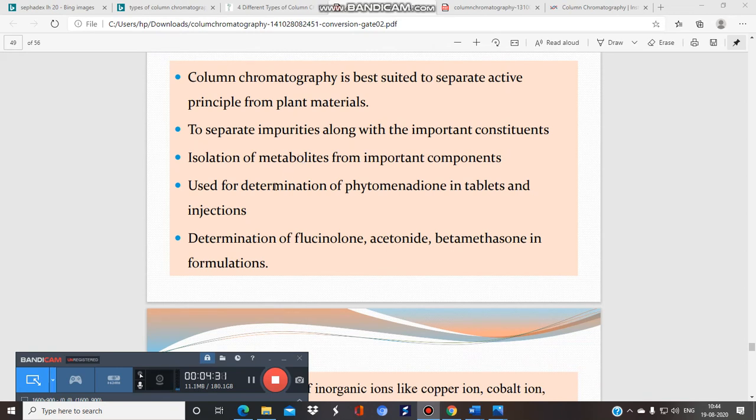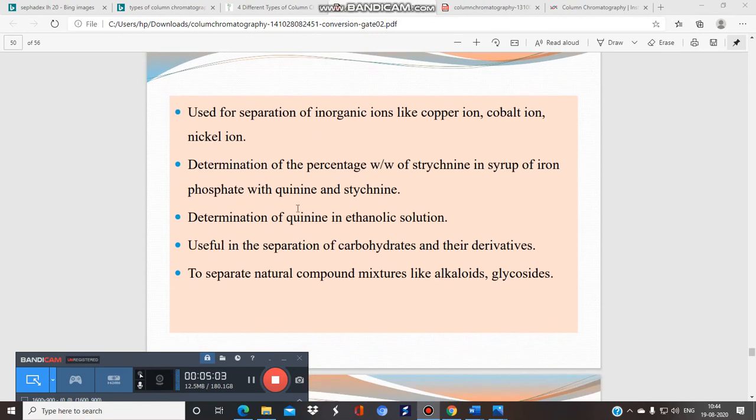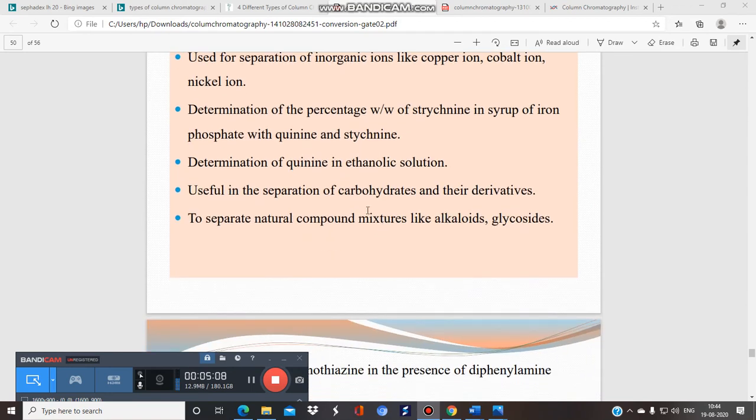There are numerous examples. It is also used in the synthetic industry, for example in phytomenadione tablets and injection. This was written because column chromatography is not only used in phytochemistry, it has wide application in synthetic or medicinal chemistry also. It is widely used for purification and for the separation of different types of ions, inorganic impurities and inorganic materials, etc. For example, determination of quinine in ethanolic solution is done by this separation.